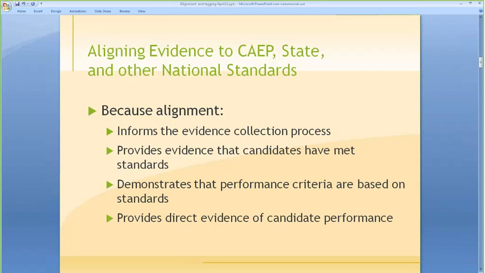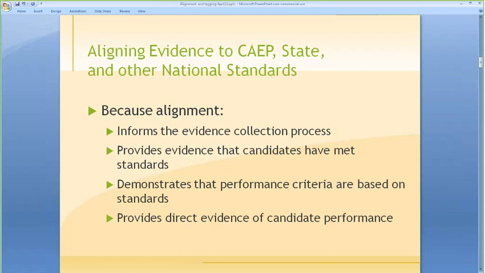And they can look at the assessments, and with alignment, they can discern what standards there are that they're attempting to meet. It provides evidence that candidates have met those standards because you have, through your rubrics or your scoring guides, levels of performance that indicate whether they're meeting the expectation or exceeding it or not meeting the expectation. However you label the performance levels.